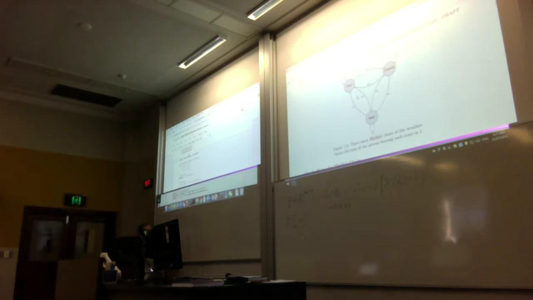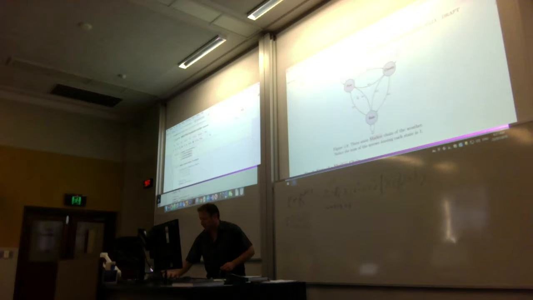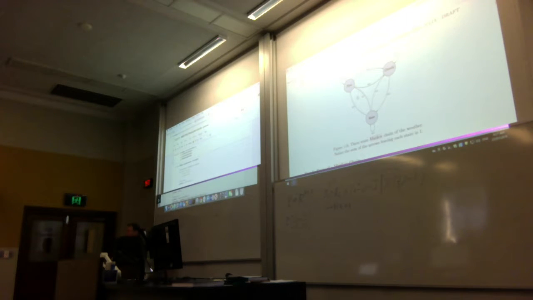Okay, so pi_1, pi_2, pi_3, this thing was one way of computing pi. This is the pi we're looking for. So here's a claim. Let pi_i be this. Then pi_1, pi_2, pi_3 times the matrix P equals pi_1, pi_2, pi_3. And the sum of pi_i from 1 to 3 equals 1.